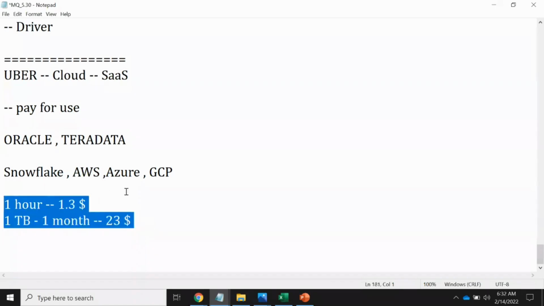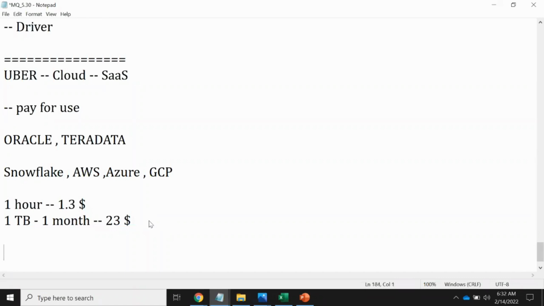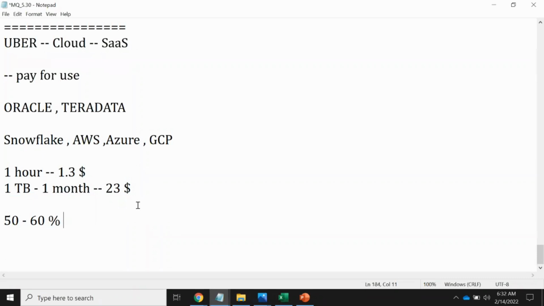So the recent surveys have concluded that organizations utilizing Snowflake as a cloud database or cloud data warehousing solution are telling that, when compared to the traditional solutions, they are saving almost 50 to 60% of the money. That's why nowadays every organization is jumping from traditional to Snowflake. This is just an example.